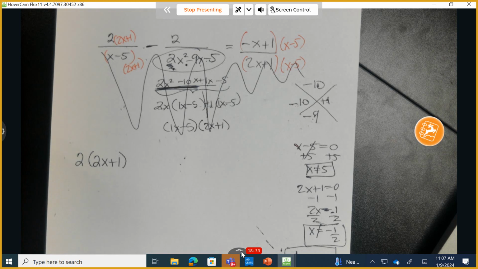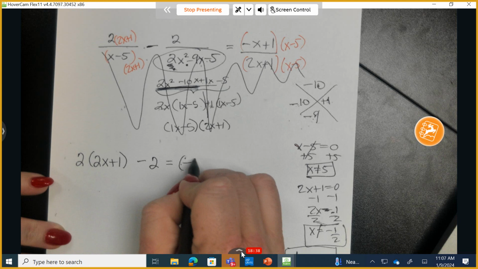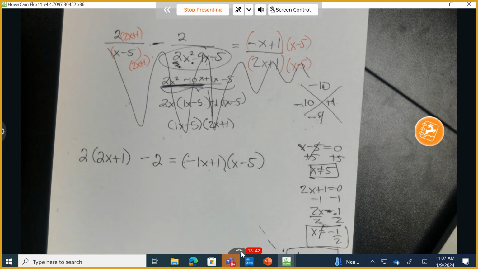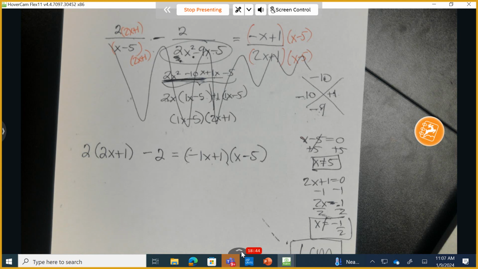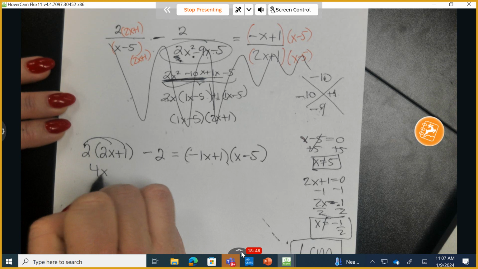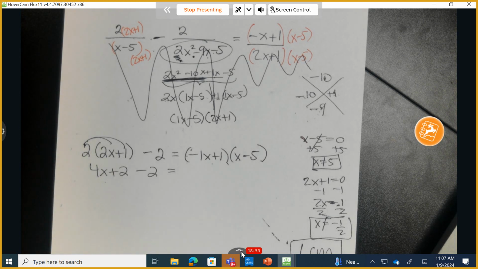We have 2 times 2X plus 1, subtract 2, equals negative 1X plus 1 times X minus 5. This is what I'm going to try to solve. Let's first distribute the 2. I end up with 4X plus 2 minus 2 equals, now here's where we're going to FOIL. Front, outside, inside, last. We're going to FOIL.